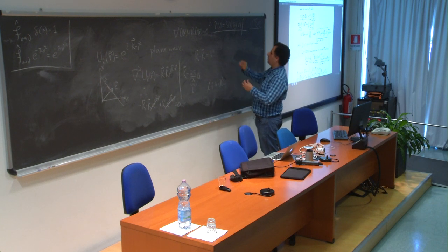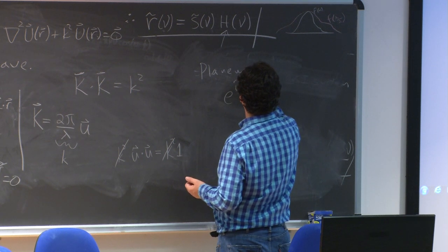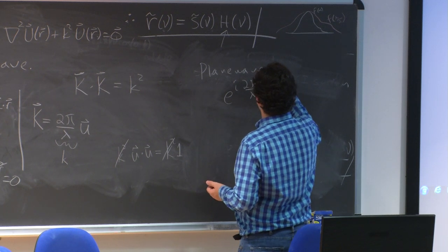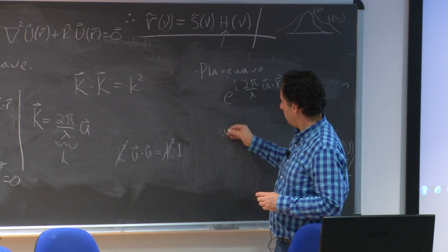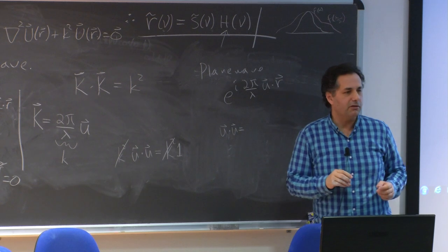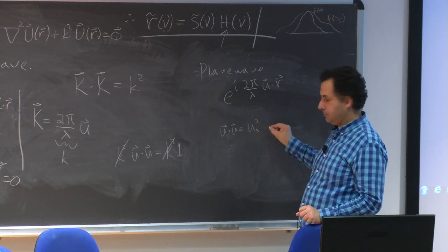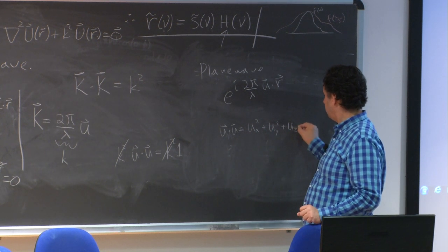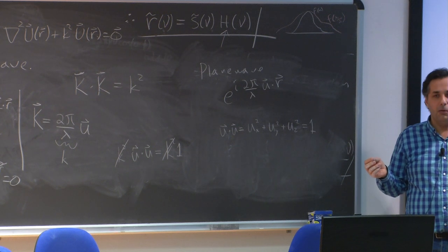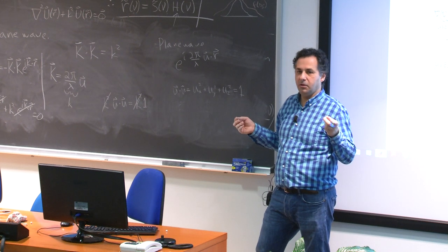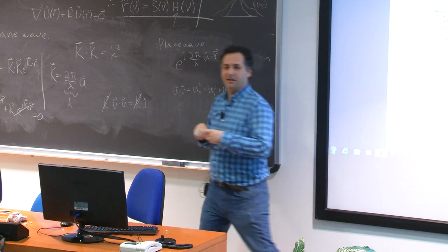So the solutions then are plane waves, which I can write as e to the i 2 pi divided by lambda, unit vector u dot r. That's another way of writing it. Now u dot u, if I write it in terms of the components, how does it look? ux squared plus uy squared plus uz squared, and this is equal to 1. That means that of these three components, how many are independent? How many do I need to specify? Only 2. The third one I can find from this expression. And I always choose it so that the wave goes from left to right.